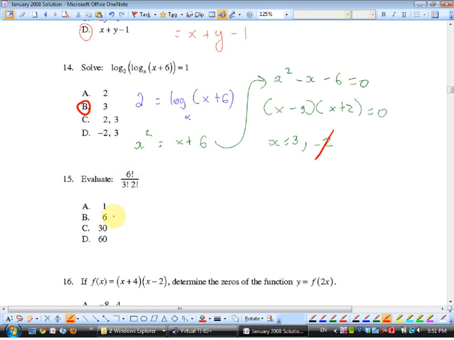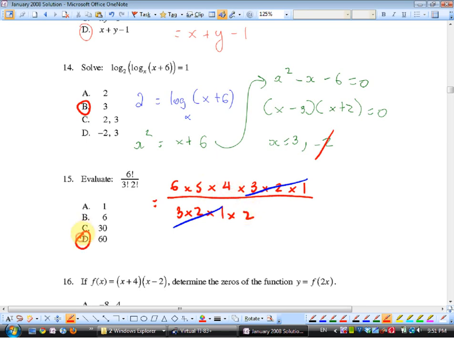Evaluate this thing here. Okay. I think what they want you to do is realize that this is 6 times 5 times 4 times 3 times 2 times 1 all over 3 times 2 times 1. Yes, I could have just written 3 factorial, 3 factorial, and, times 2. Oh, you want me to go further? Okay. 6 times 5, that's 30, times 4, 120, divided by 2, 60. Or you could have gone 4 divided by 2 and said, hey, that's a 2. I got 30 times 2, 60.